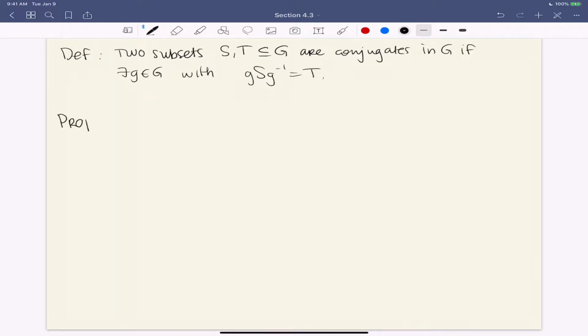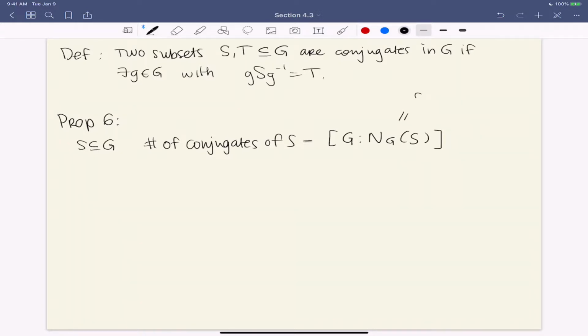So here we have Proposition 6 from the book. If S is a subset of G, the number of conjugates of S is equal to the index in G of the normalizer in G of S. Which is just defined to be the set of g in G such that gSg inverse is equal to S. Maybe it happens that something fixes S by conjugation, and then you put it in a normalizer, and the index of this normalizer is the number of conjugates of S. Let's call this Proposition 6.1.